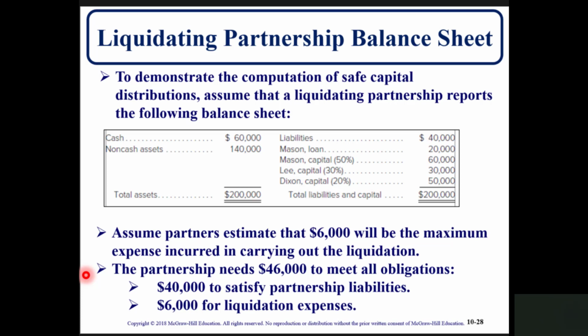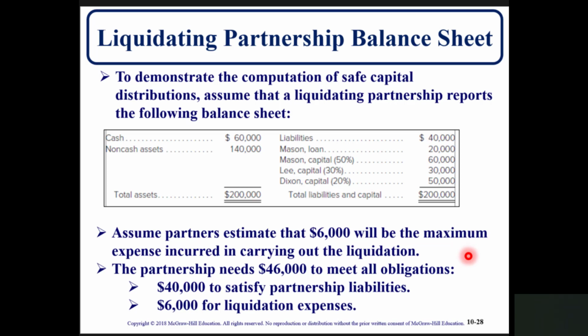So, liquidating partnership balance sheet. To demonstrate the computation of a safe capital distribution, assume that a liquidating partnership reports the following balance sheet. So here we have cash of $60,000, non-cash assets of $140,000, total assets of $200,000, liabilities of $40,000, and then another $160,000 worth of capital transactions and a loan. And so your total liabilities and capital are $200,000.